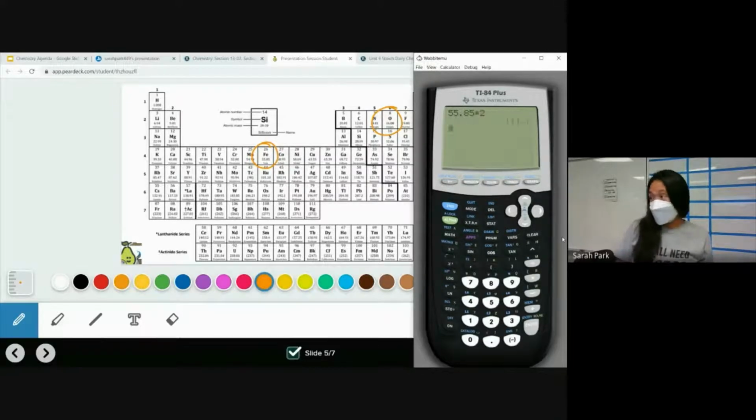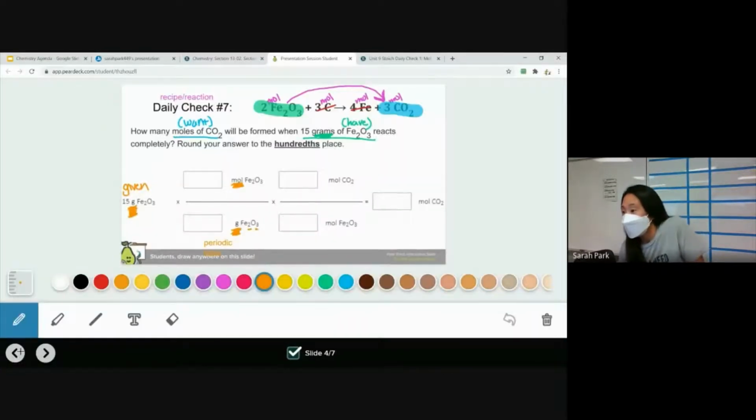Times 2, because I have 2 irons. I have what? 3 oxygens. Whoa, that is not 3 oxygens. 3 oxygens, and then add it up together. So the mass of this compound weighs 159.7 grams. And that is the number that you're going to put right here.